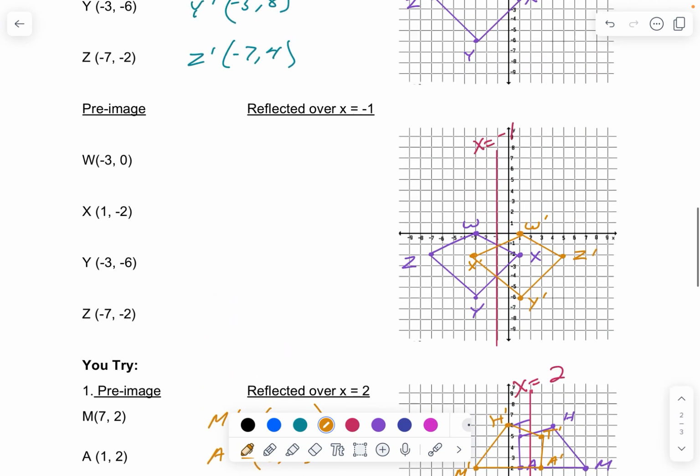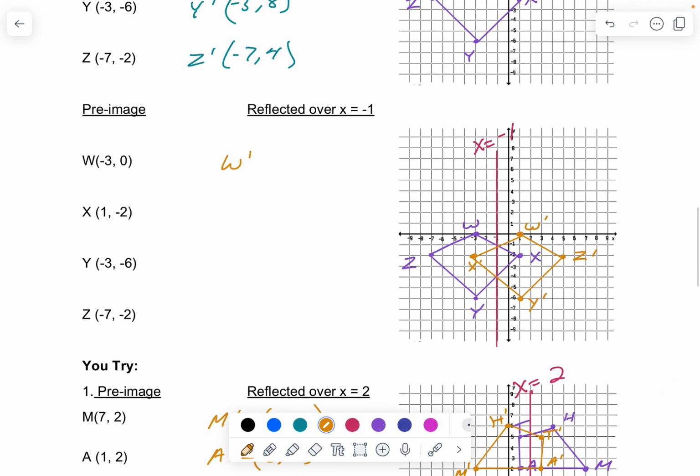Just to back up, I forgot to put these in here too. W prime, X prime, Y prime, Z prime. W prime is at 1, 0. X prime is at -3, -2. Y prime 1, -6. And Z prime 5, -2.